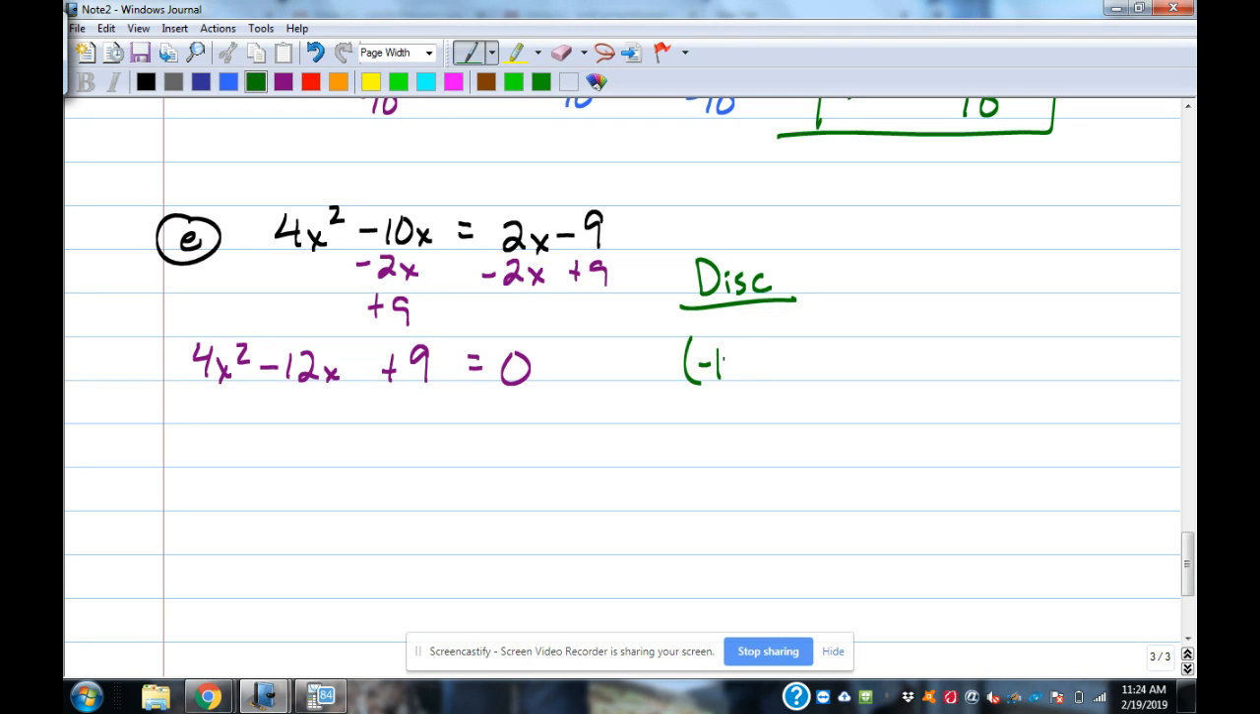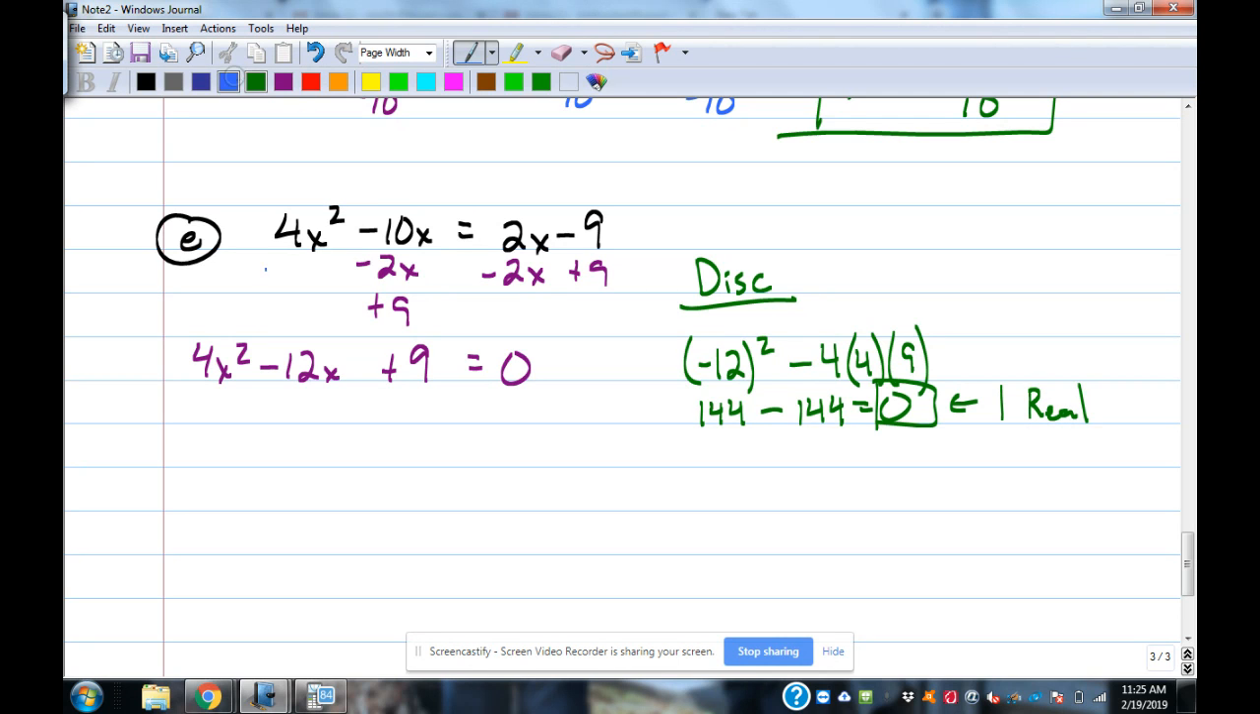So negative 12 squared minus 4 times 4 times 9. So 144 minus 144 is 0. That's nice. What's that mean? 1 real.